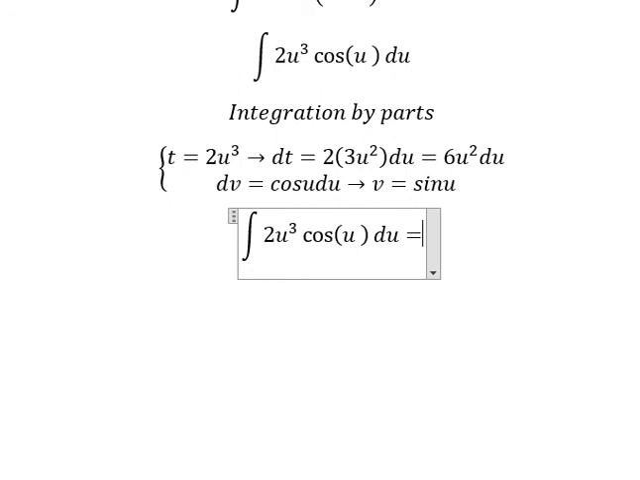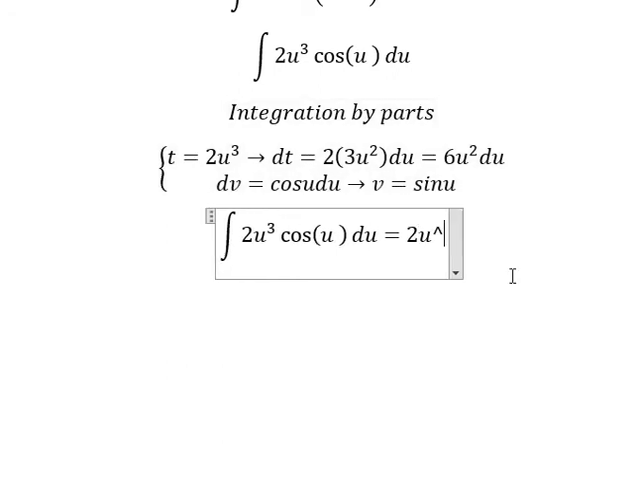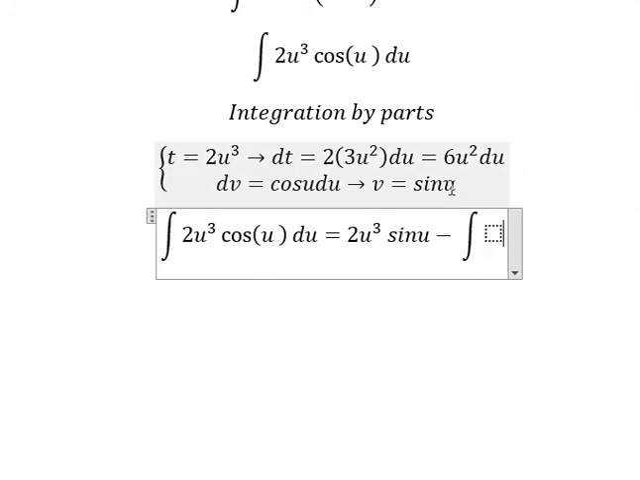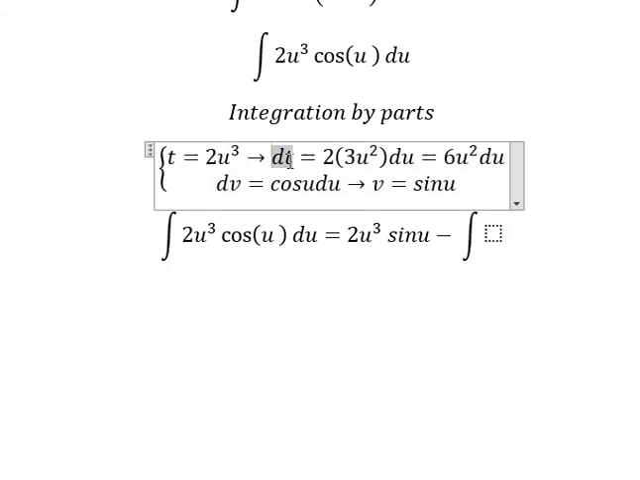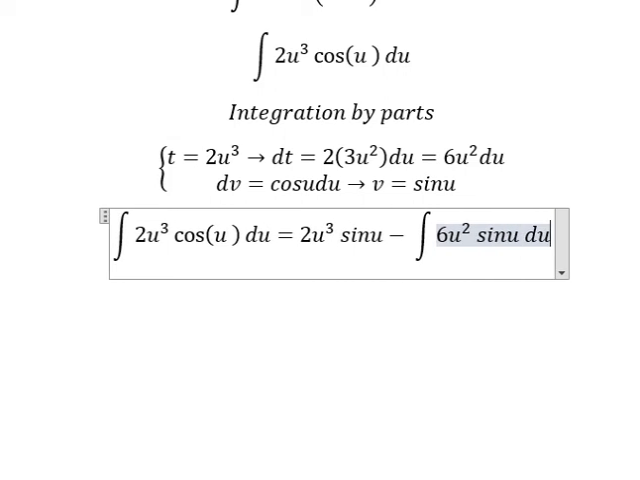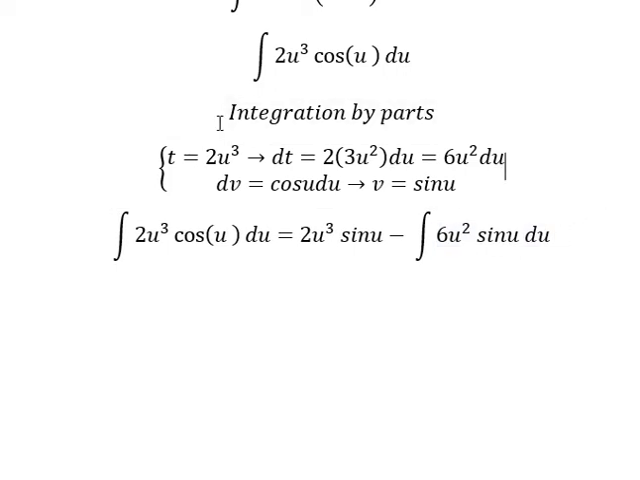So we have t multiplied by v minus the integration of dt multiplied by v. Now we go on using integration by parts.